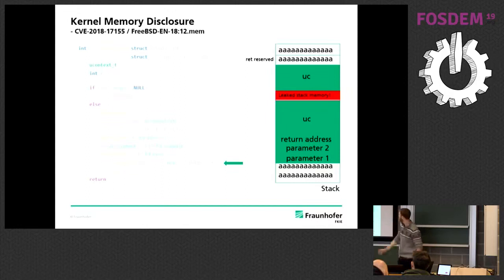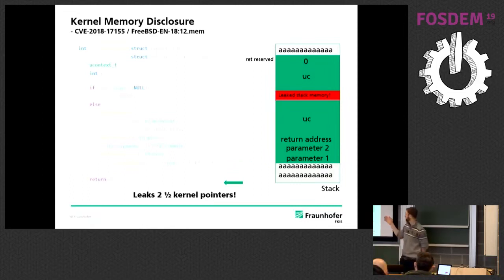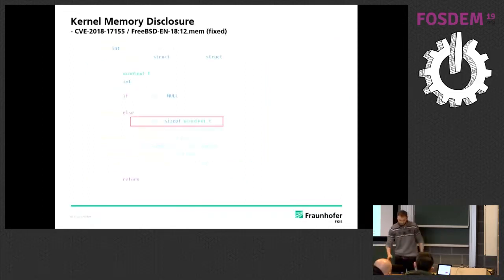And this hole by now is the leaked stack memory. So everything that was before now is in user space. And in this case that was 2.5 kernel pointers that were passed, like 20 bytes every time. And that's the thing with it.